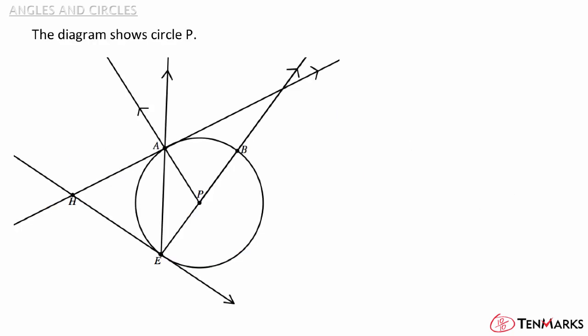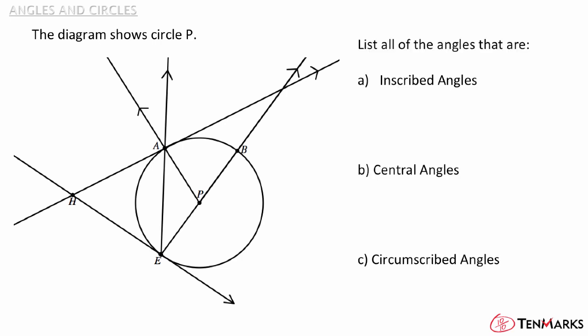The diagram shows circle P. List all of the angles that are inscribed angles, central angles, and circumscribed angles. Inscribed angles have their vertex on the circle and cross the inside of the circle. This means that angle AEB is an inscribed angle.